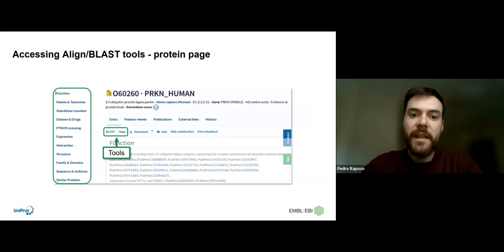Another way to access them is inside a protein entry page. Here is an example of a human entry page. In this page, you can find all the available information that UniProt provides to you. If you look at the left panel, you have the different types of characterization of this protein.